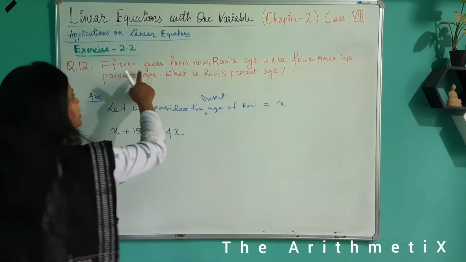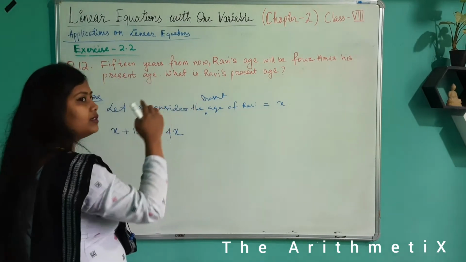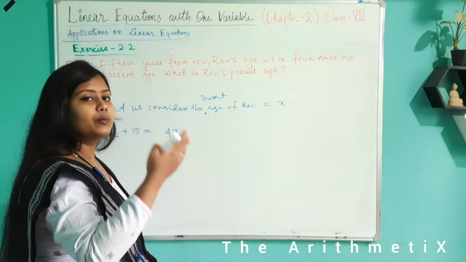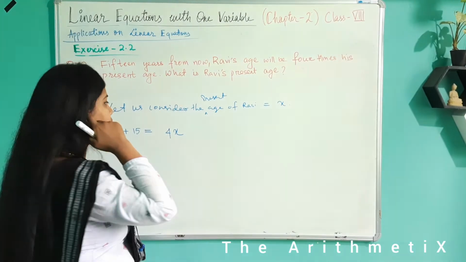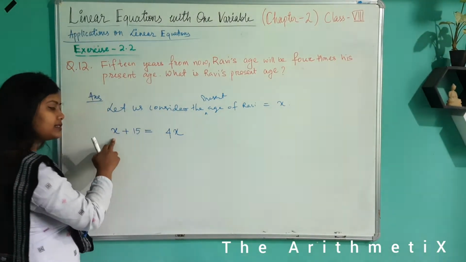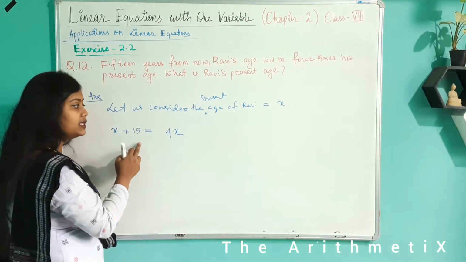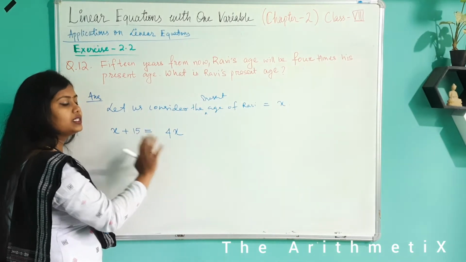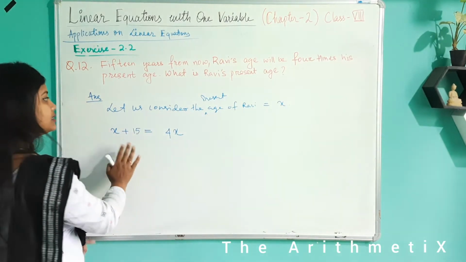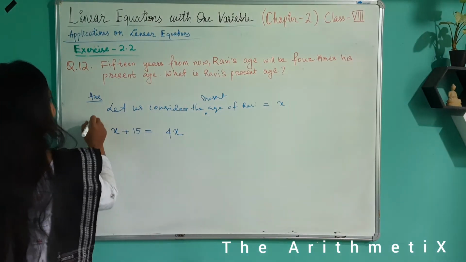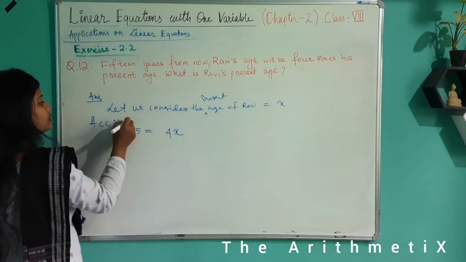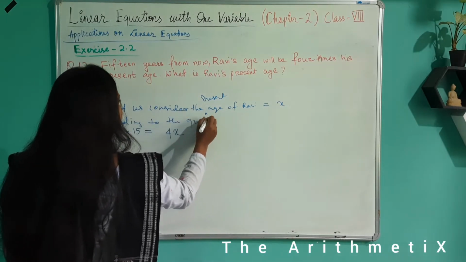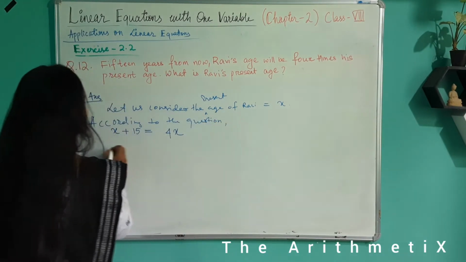So according to the statement, the age after 15 years will be equal to 4 times the present age. It means the age after 15 years will be x plus 15. 4 times the age is 4x. So these two things will be equal. So this is the statement we need to frame according to the question. We got this equation. We framed this equation.